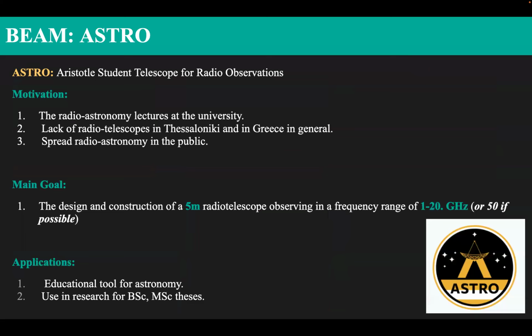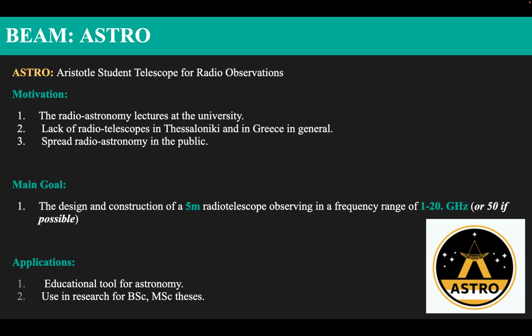Now, ASTRO is the only active project of Beam right now. Actually, it's the first project that doesn't participate in any campaign or competition. It's an idea that we had with our professor in the university. The idea is to design and construct a 5-meter radiotelescope for the university with a range of 1 to 20 gigahertz or even 50 if it's possible.